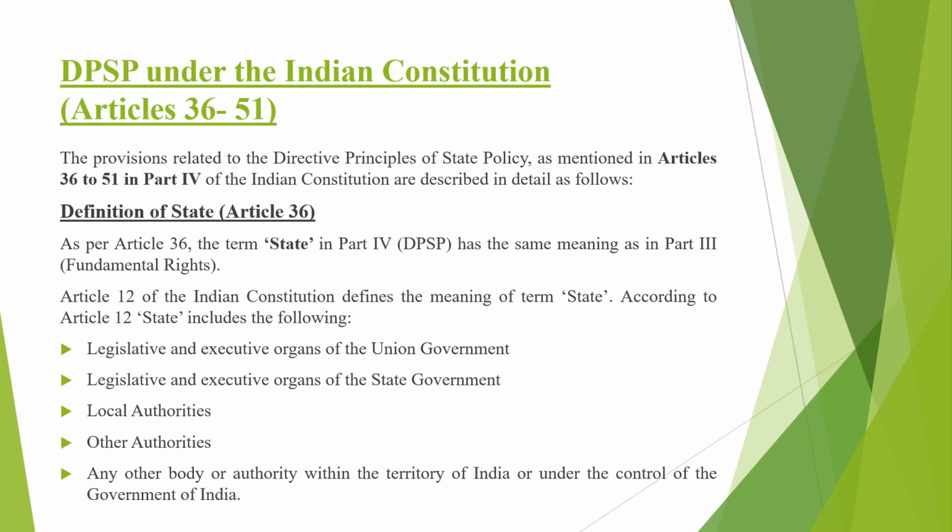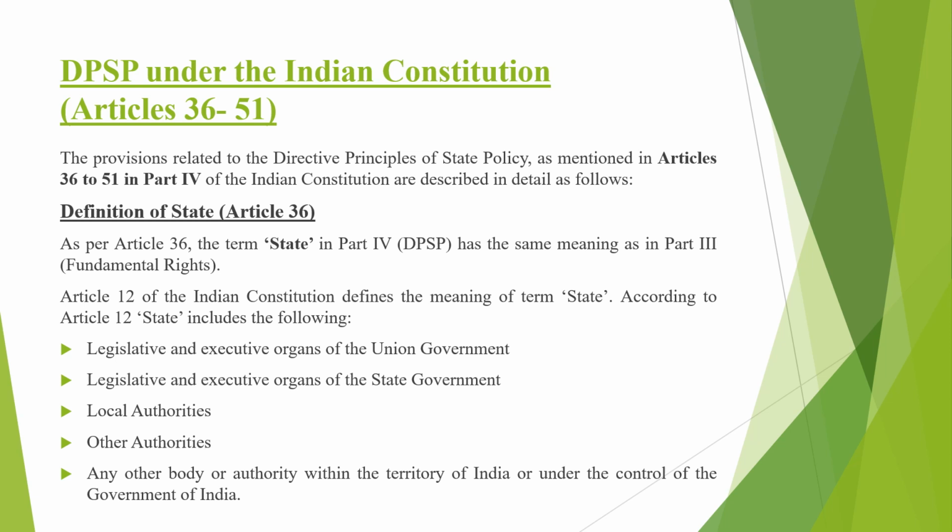As per Article 36, the term state in Part 4, directive principles of state policy, has the same meaning as in Part 3, fundamental rights. To understand the definition of state, let's refer to Article 12, which defines the term state. According to Article 12, the term state includes various entities. The first category includes the legislative and executive organs of the union government. This includes the central government, the parliament consisting of Lok Sabha and Rajya Sabha.